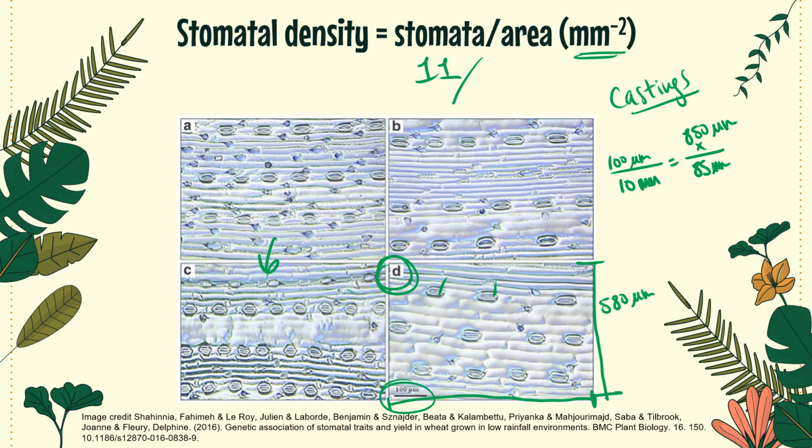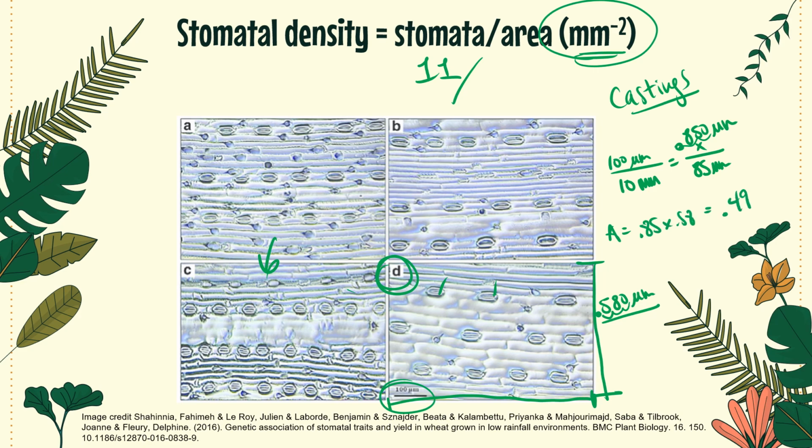Next up, I'm going to find the area. So I can go ahead and calculate area, length times width, with my micrometers, but I actually want to get down to millimeters squared eventually. So I'm going to go ahead and turn my micrometers into millimeters, divide by 1,000. So 0.58 millimeters, and 0.85 millimeters. So my area is going to be 0.85 times 0.58.